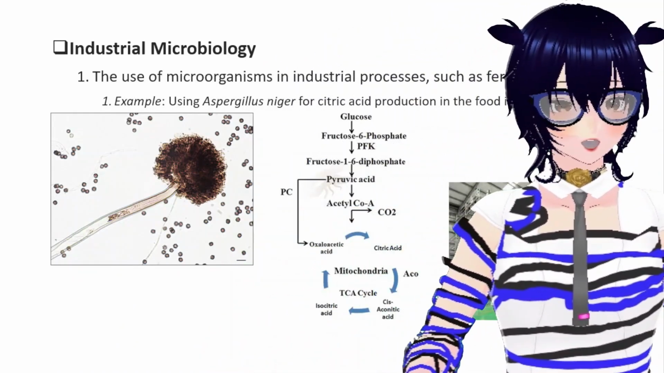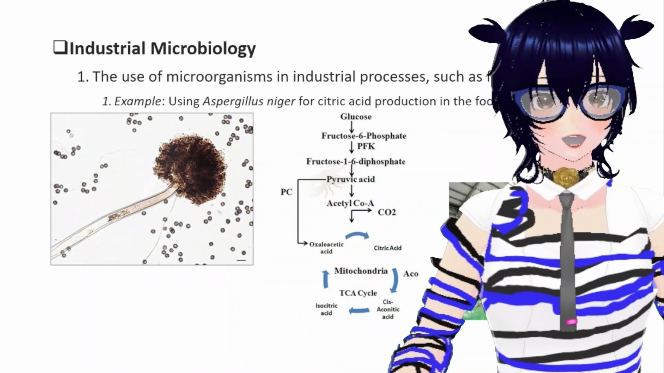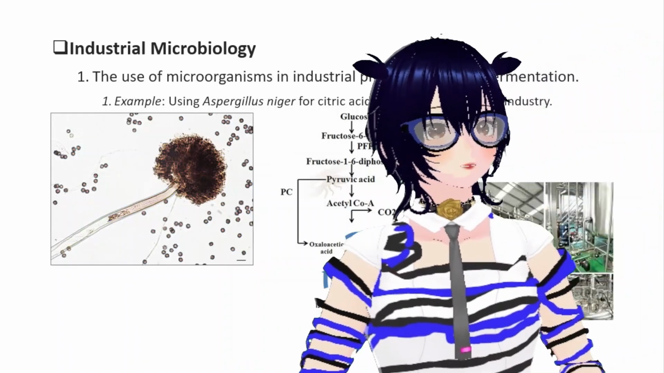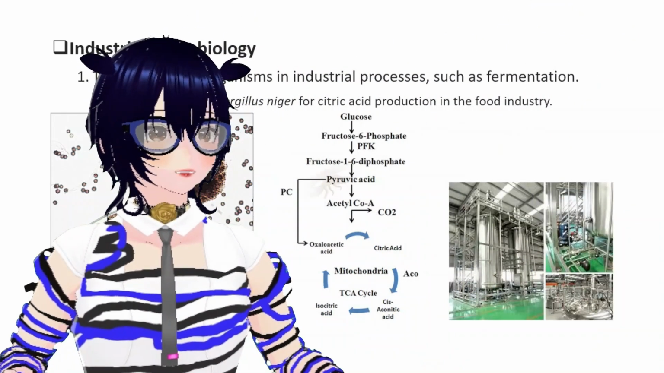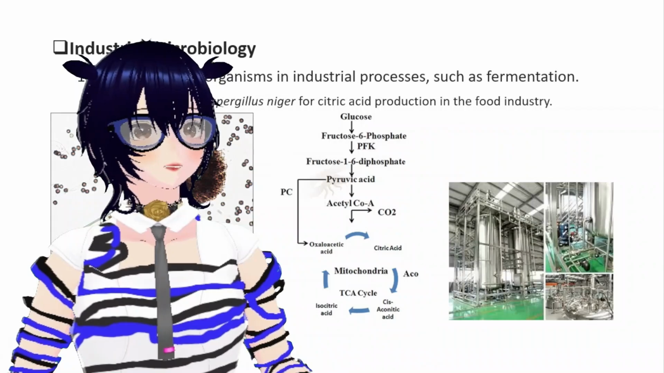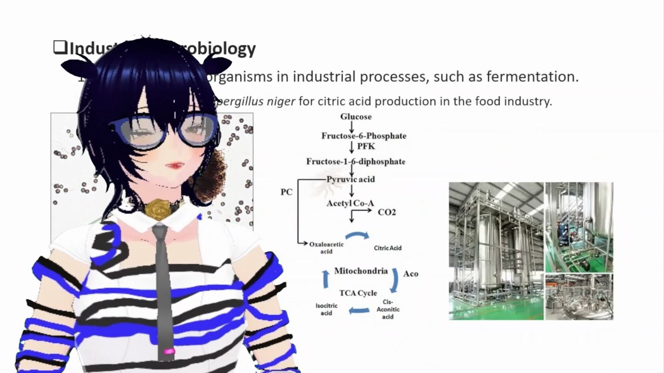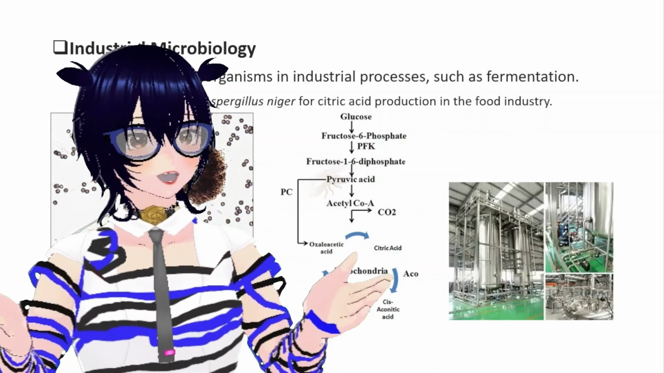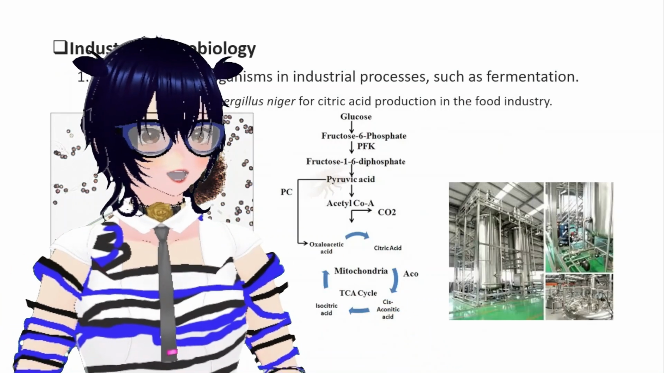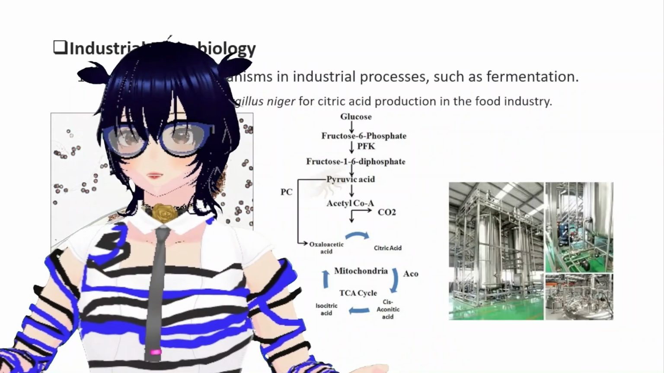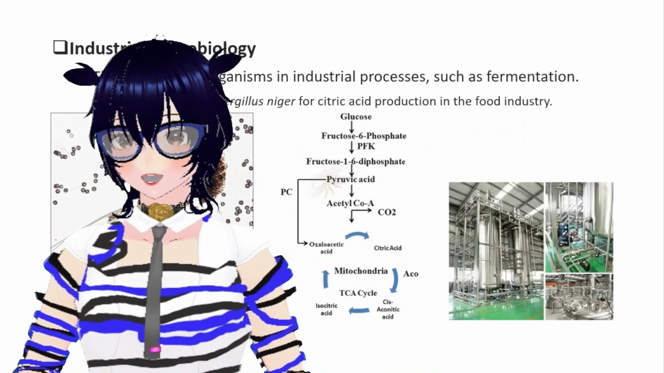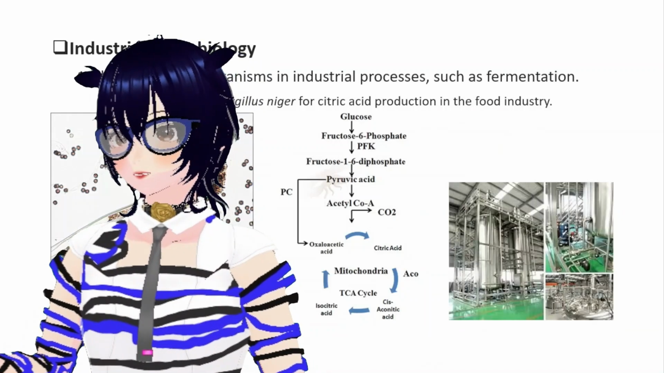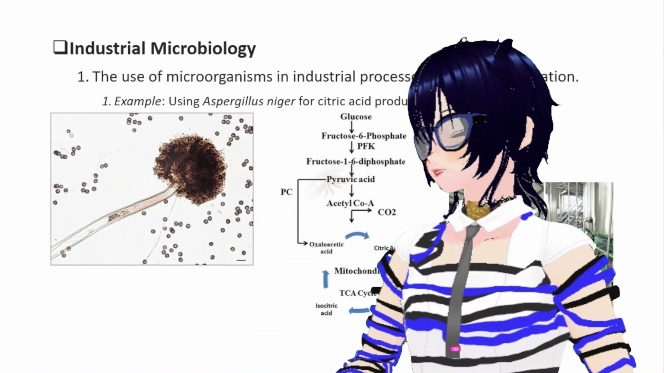The middle part shows how we give sugar to that fungi, and it produces fructose 6 phosphate and then fructose 1,6 diphosphate, and then it produces pyruvic acid. This is actually the glycolysis process, and then it goes to the acetyl CoA and then goes to the Krebs cycle, right? And when it goes to the Krebs cycle, it produces the citric acid. We all know that the Krebs cycle has a component that is the citric acid. Anyway, this is just an example.